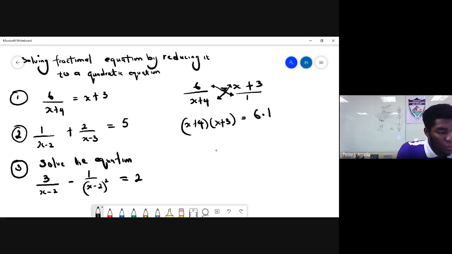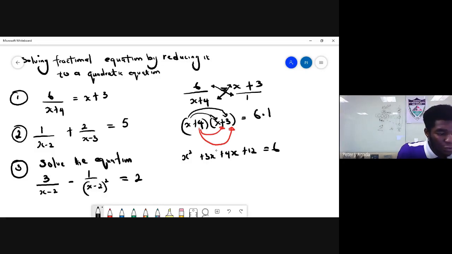If you use the FOIL method here, you multiply this by this, one by this one here. I'll just use another color to show exactly what we're doing. Basically, that's exactly what we're going to do. So you have x squared, so we'll get x squared plus 3x plus 4x plus 12 is equal to 6.